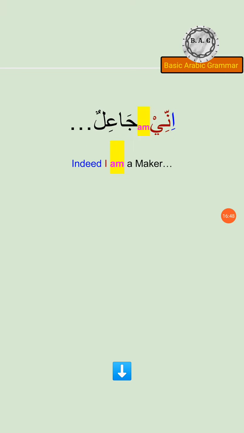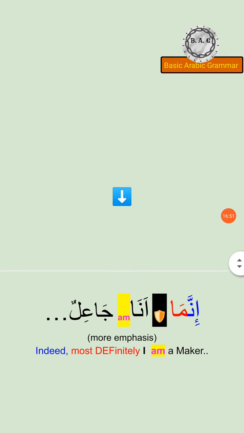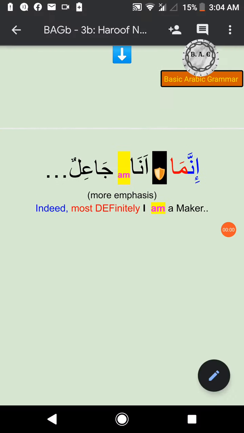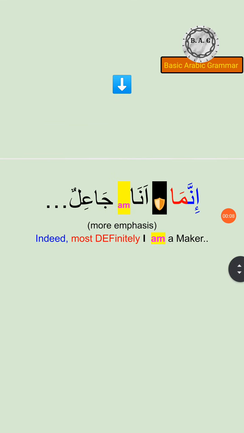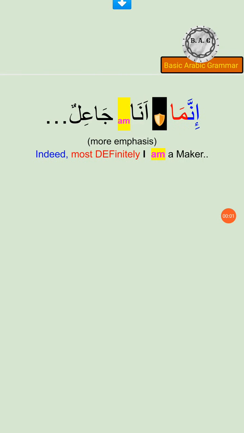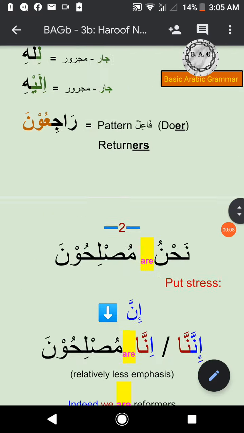Once again, let's add some more stress by adding innama to it. Innama comes and it causes the ya mutakallim to revert to its rafa form, which is ana. Innama ana ja'ilun. So indeed, most definitely, I and nobody else am a maker. Innama ana ja'ilun. This was our last example, and I hope that the concepts that I wanted to discuss in this lesson are clear.